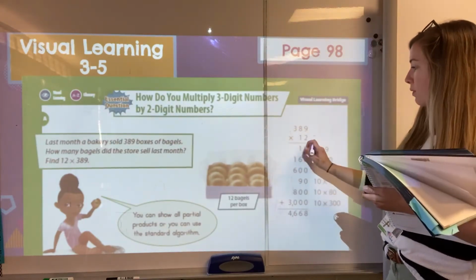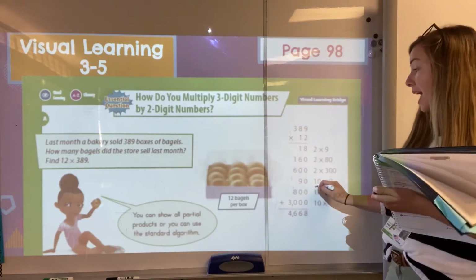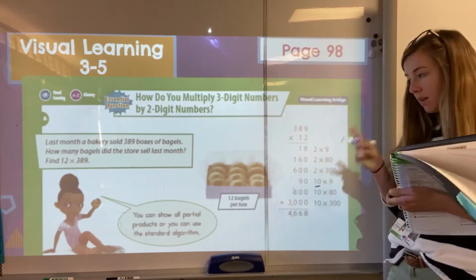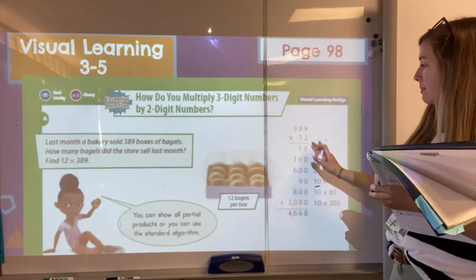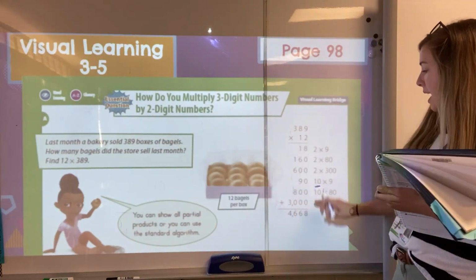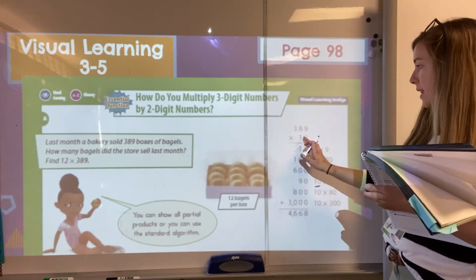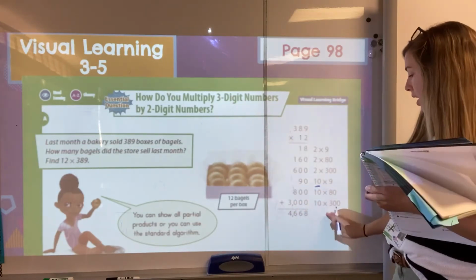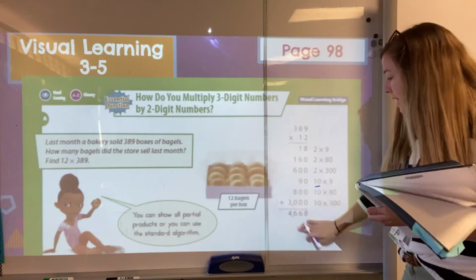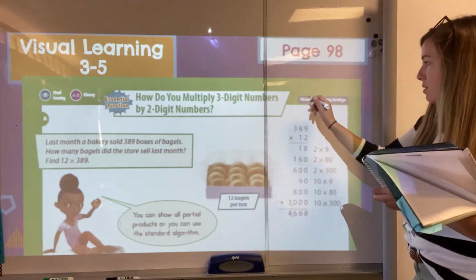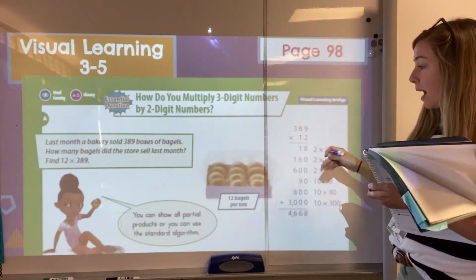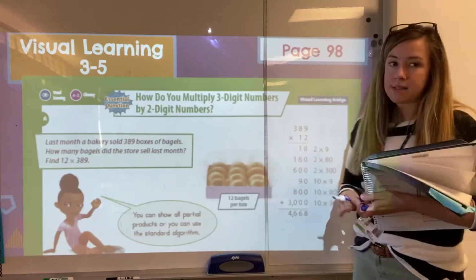And then they moved over to the 1, which is really a 10, which is why we put in the 0 here on the other one. So they did 10 times 9, well, that's 90. 10 times 80, which would be right here, 800. And then 10 times 300, which would give us 3,000. And then they added them all together. And so if we were to draw it all out with our box, these would be our partial products there.